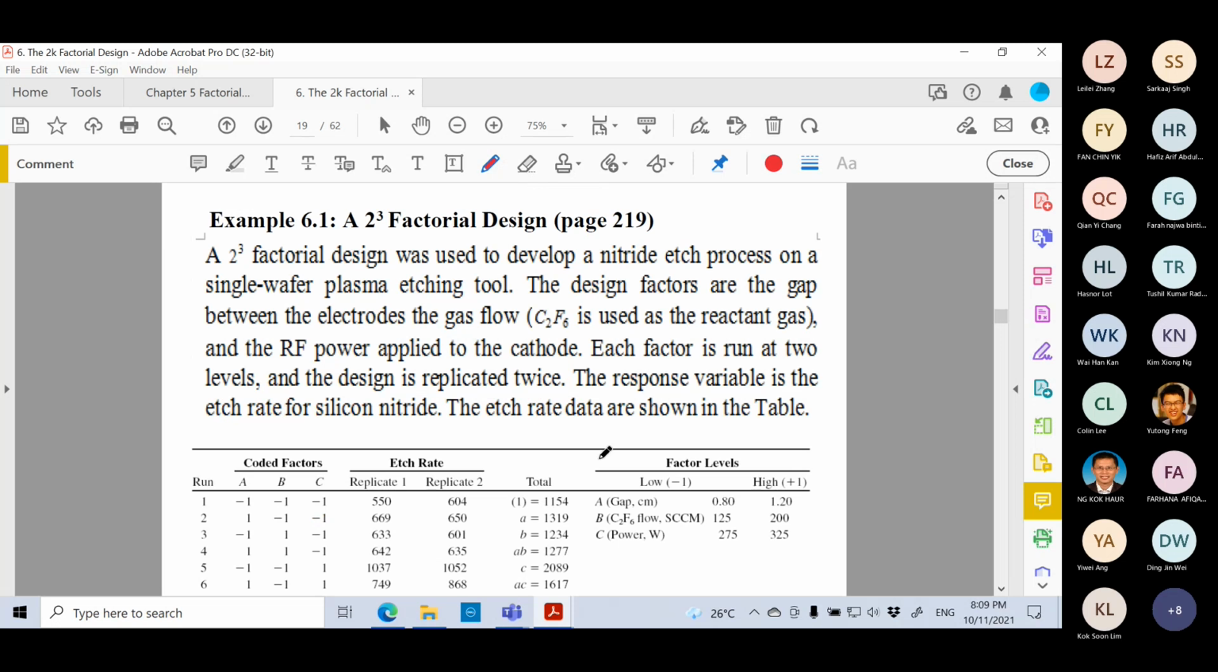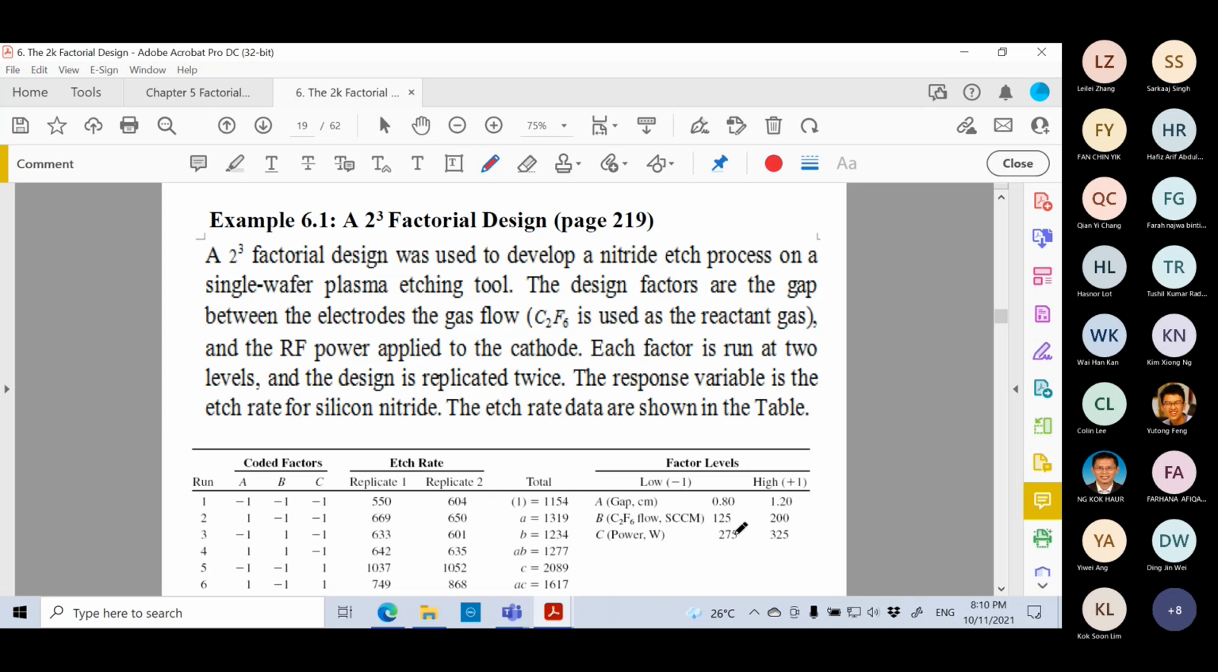Okay. So now we go through the following example, where we want to study only 3 factors, and for each factor we consider only 2 levels. If we consider, for example, factor A, we want to use the gap, or the width, measured in centimeters, from 0.8 to 1.2. And then for B, it is a certain flow, from 125 to 200. And for the power level, it is from 275 to 325 here. So you are using a certain range for the low level and high level.